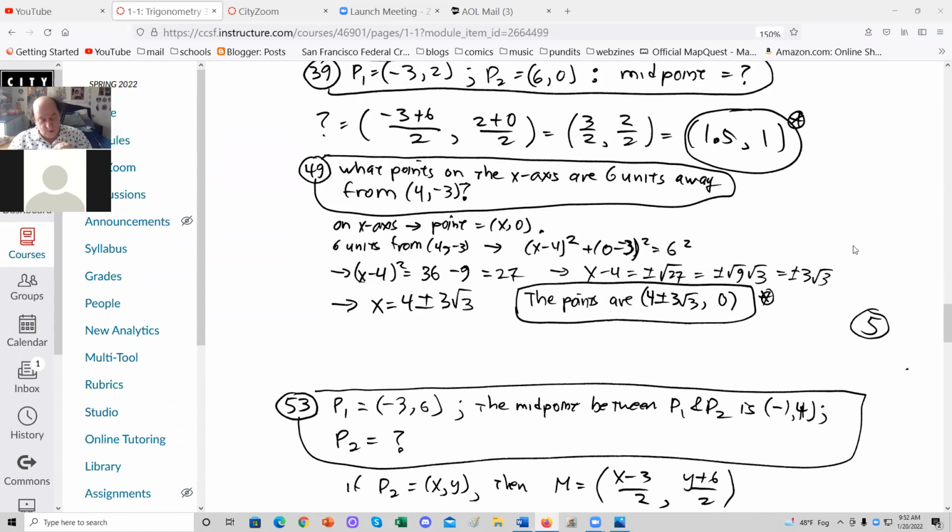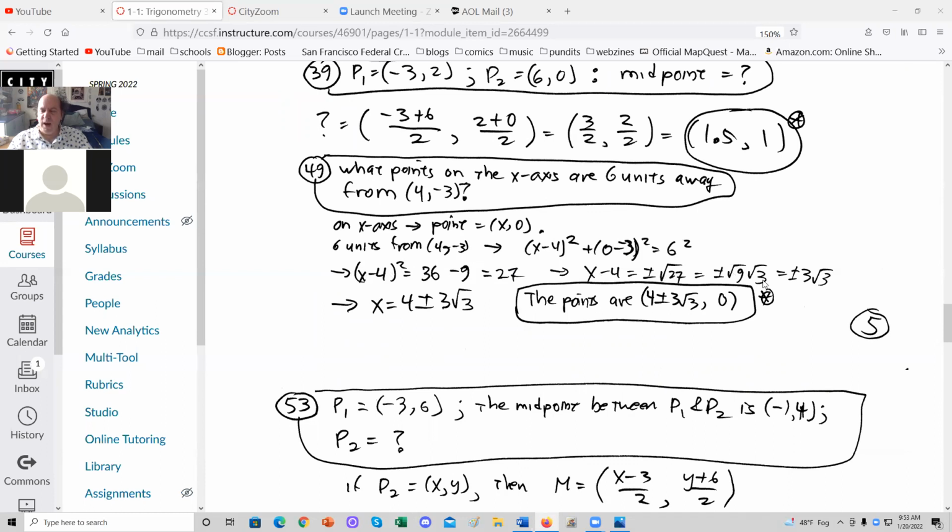Here we have a little bit more tricky problem. What points on the x-axis are 6 units away from 4 by -3? Okay, if a point is on the x-axis, then it's of the form x by 0. If it's 6 units from 4 by -3, then x minus 4 squared plus 0 minus -3 squared equals 6 squared. That's the distance formula. So this is x minus 4 squared plus 9 equals 6 squared. Transpose the 9: x minus 4 squared equals 36 minus 9, so x minus 4 squared equals 27.